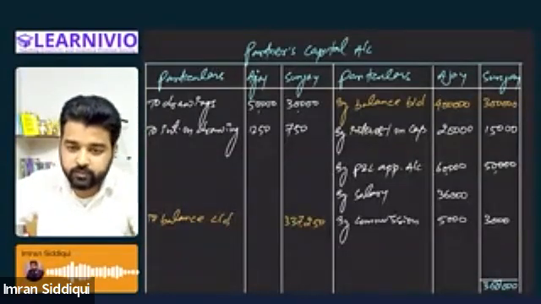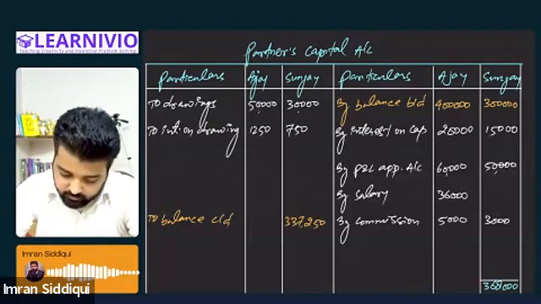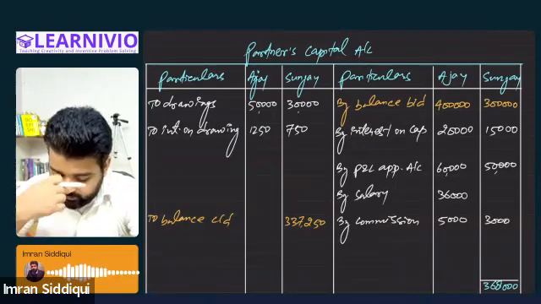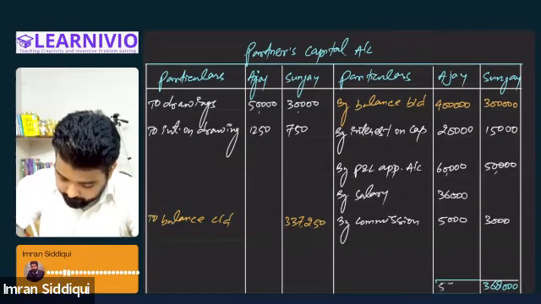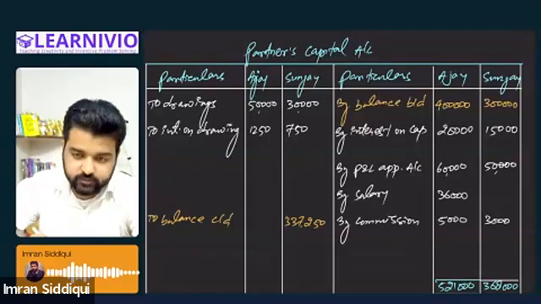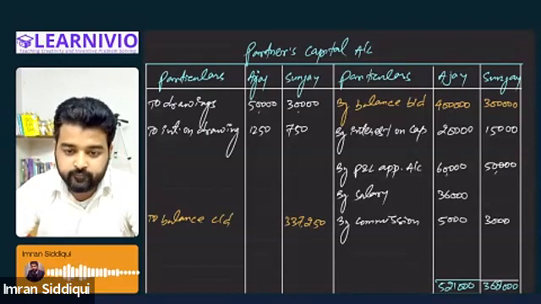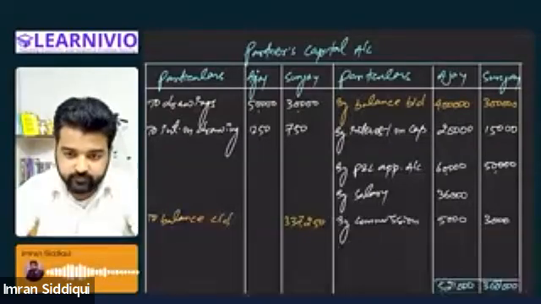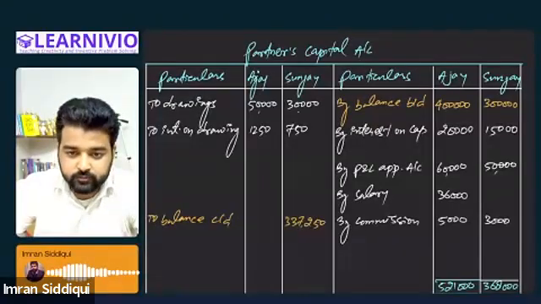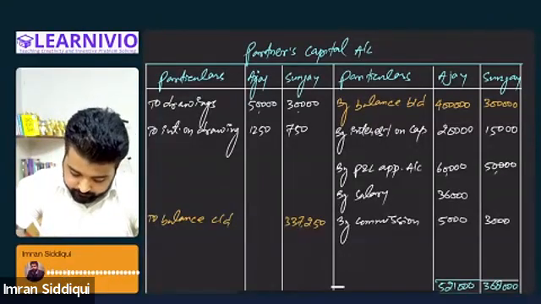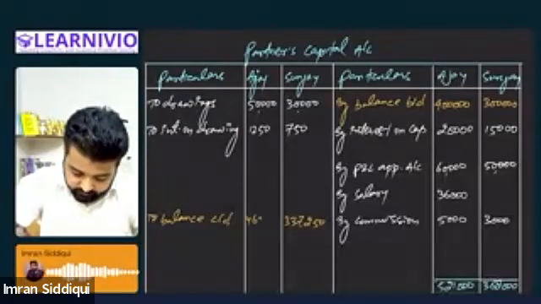Okay, and similarly, we'll do the same thing for Ajay as well. So for Ajay, the total balance of the credit side will be 5,21,000. Out of this 5,21,000, we'll subtract 50,000, and further we'll subtract 1,250 rupees. After doing this, we'll get the closing balance for both the partners. Closing balance for Ajay will be 4,69,750.